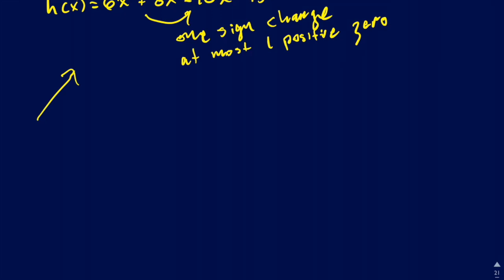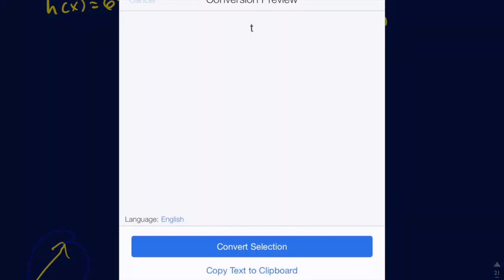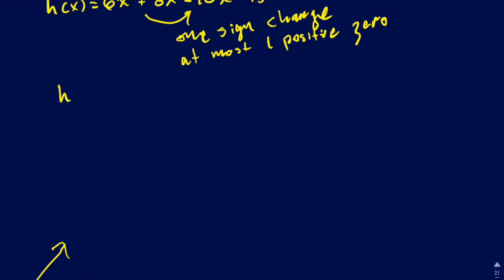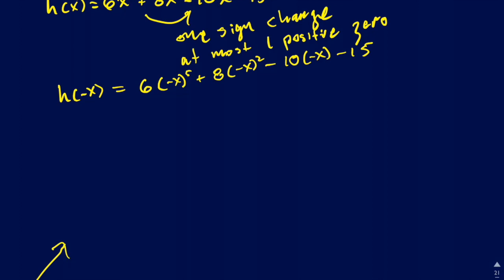Okay, now here's the second test. We're going to do h of negative x, and let's take a look at it now. We're going to say that's the same as 6 times (negative x) raised to the 5th power plus 8 times (negative x) squared minus 10 times negative x minus 15. Now, if you do negative x to the 5th, that's the same as negative 6x to the 5. And negative x squared is positive, so that just becomes a positive 8x squared. And then negative 10 times negative x gives me a positive 10x, and then minus 15.